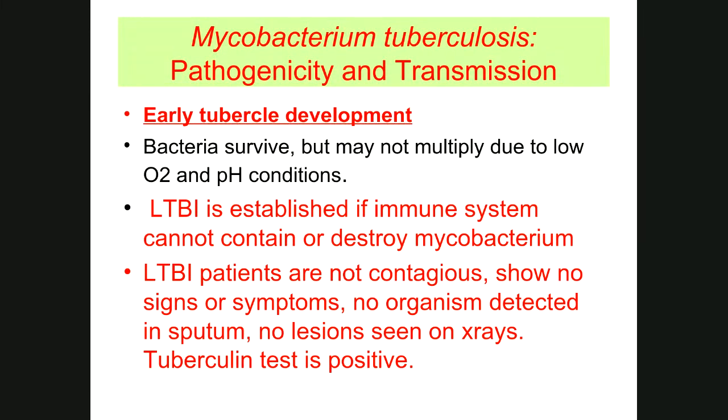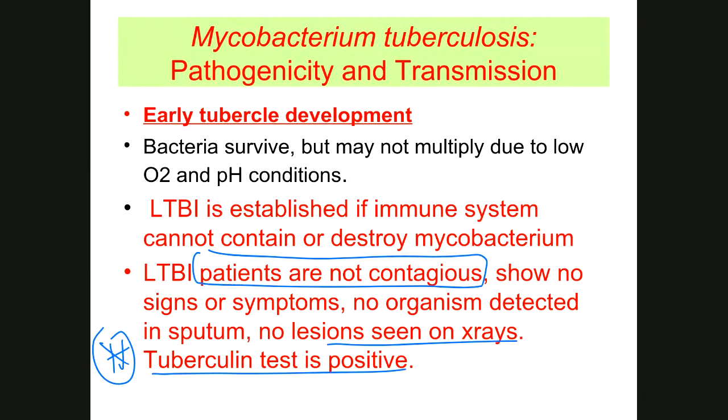If the bacteria survives but it doesn't multiply because there is not enough oxygen or the pH conditions are not appropriate, the latent tuberculosis infection is established away from the immune system. At this point, the patient is not contagious because the organism is not active. The patient doesn't show any signs and symptoms. The organism is not detected in the sputum. X-rays will be clean because there are no lesions in the lungs. However, the tuberculin test will be positive.